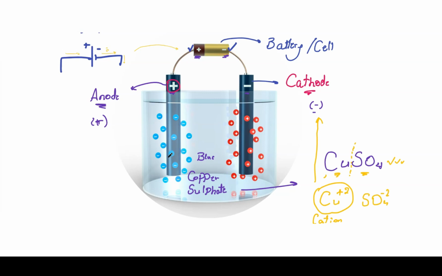On the other hand, as you can see, copper is positive because it lost electrons, and sulfate is negative because it gained electrons. So the negative sulfate group will be attracted by the anode, which is the positive terminal. Now we are going to see how this works, and how the copper is attracted to the cathode and the sulfate group is attracted to the anode.